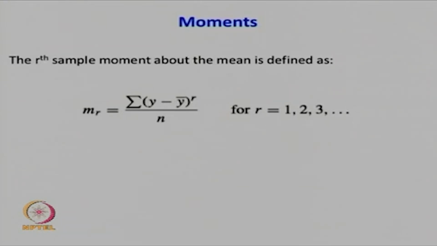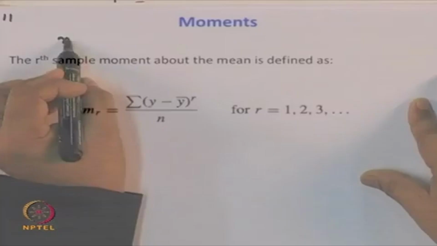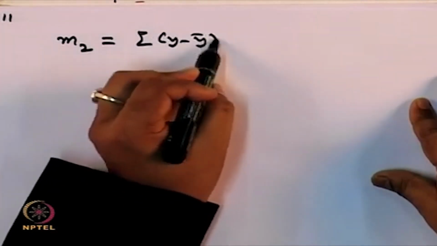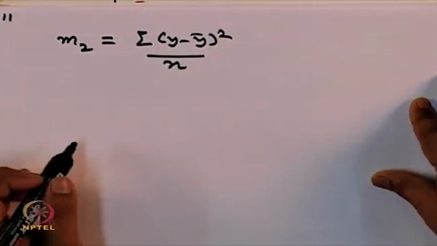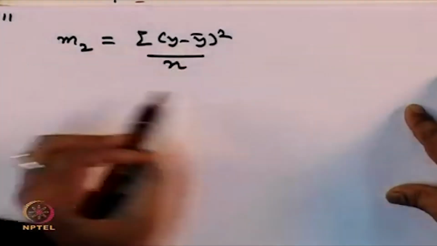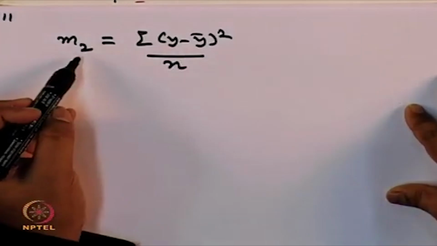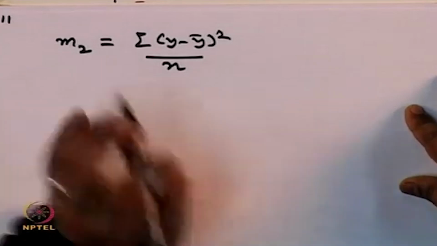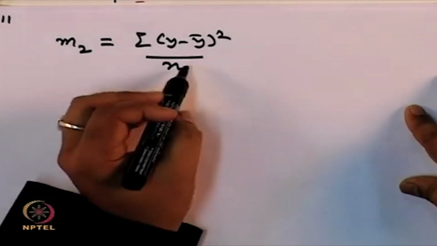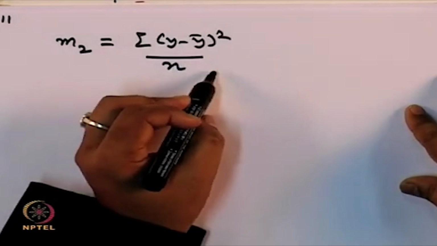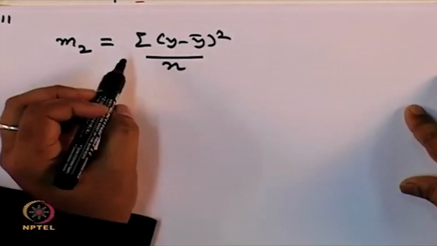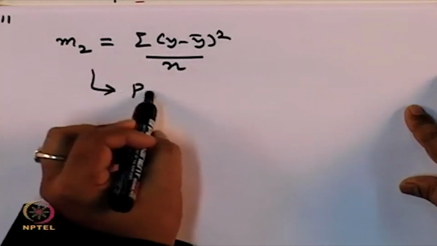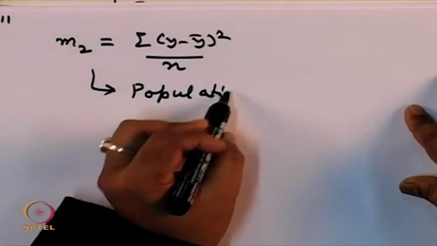This obviously brings us to the second case: what is the second moment about the mean? This would be defined by the summation of (y minus y bar) whole square by n. As you can see, if this was for a population, m2 is nothing but variance. So m2 is variance. I am going to make that approximation, because if it is for a sample, then you have to use n minus 1, but this is very simply equal to the variance. So m2 is, I can say, population variance.